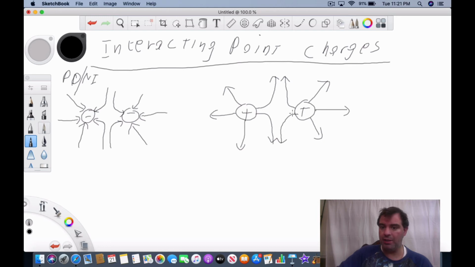So the field lines between two point charges, you're going to have to bend them just like that. And of course, if they're positive, they're going to bend away. But over here, if they're negative, they're going to bend towards the charges.